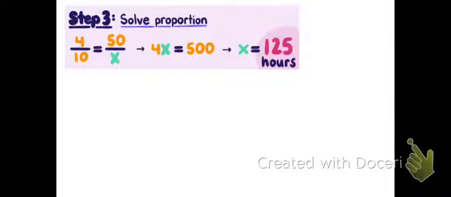Once you have your proportion set up, you can just remove the labels. We just care about the numbers here. And again, remember, you multiply diagonally. 4 times x is 4x, and 10 times 50 is 500.